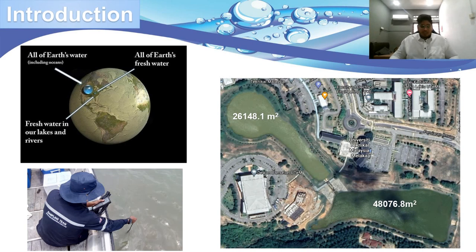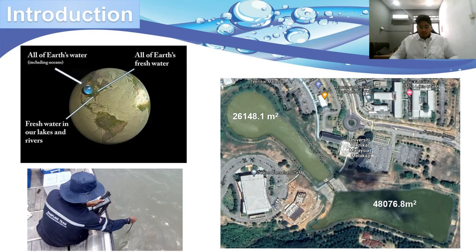On the right hand side, the diagram shows our two main bodies of water in UTeM, the lakes of UTeM. There's Tasik A and Tasik B. Our lakes in UTeM are mainly used for recreational purposes such as kayaking and fishing.